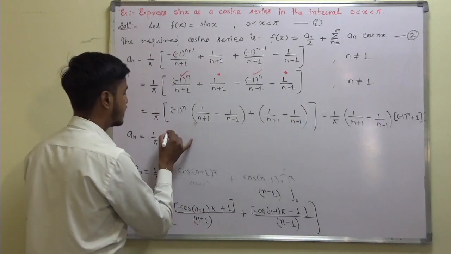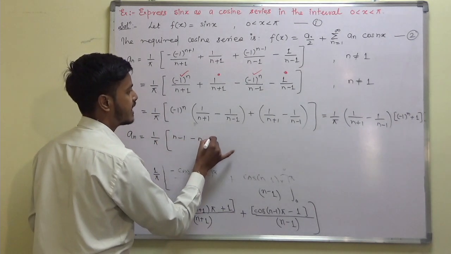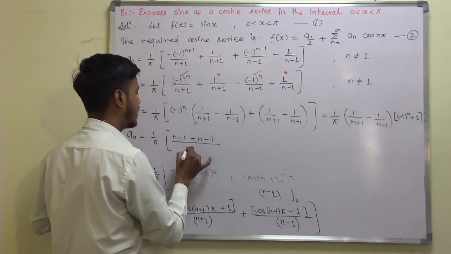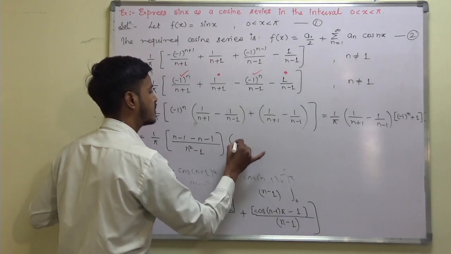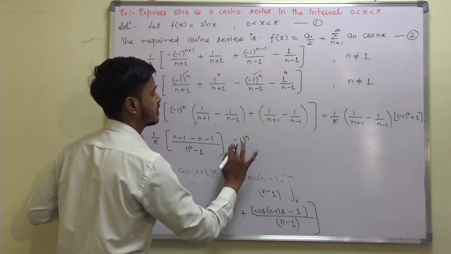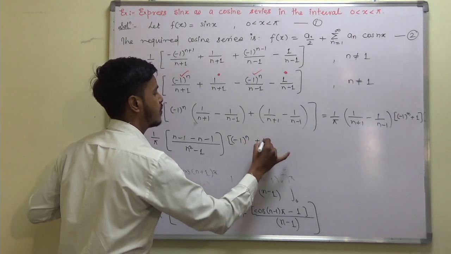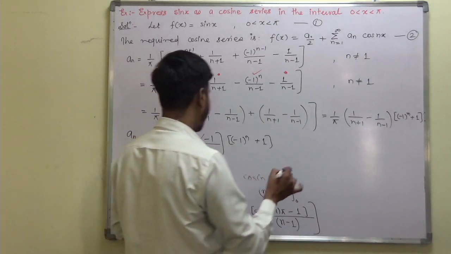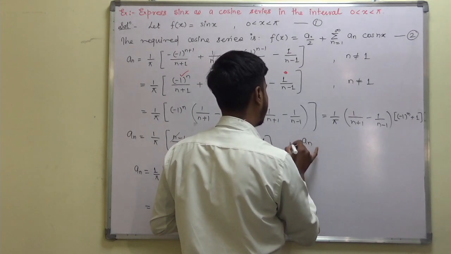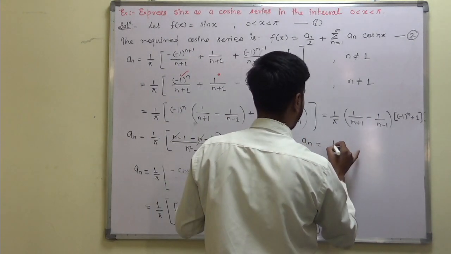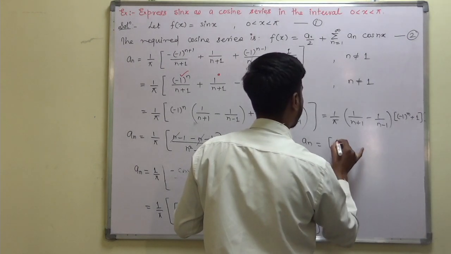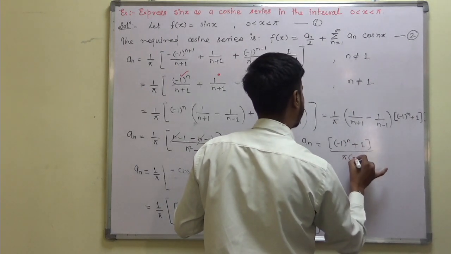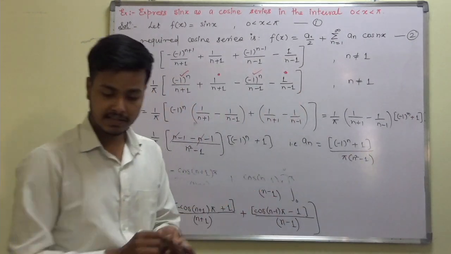Now you just solve this. When you solve this, this is n minus 1 minus n minus 1 upon n squared minus 1 into minus 1 to the power n plus 1. Okay, this gets cancelled. So we remain with an, that is an is equal to minus 1 to the power n plus 1 upon pi into n squared minus 1. So this is my an.